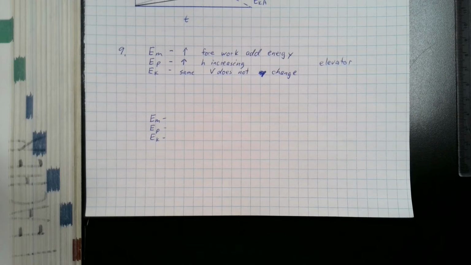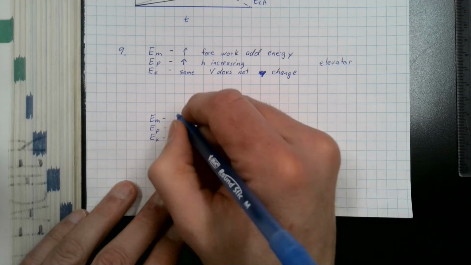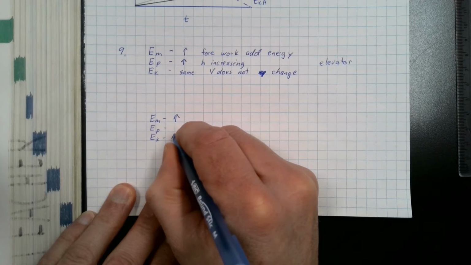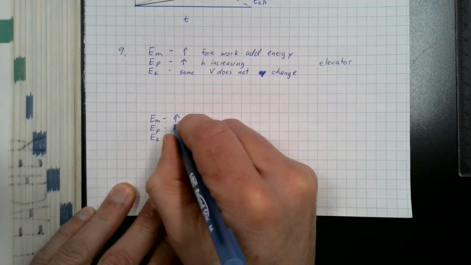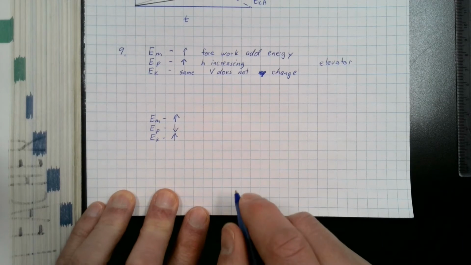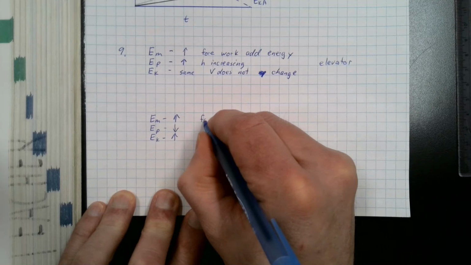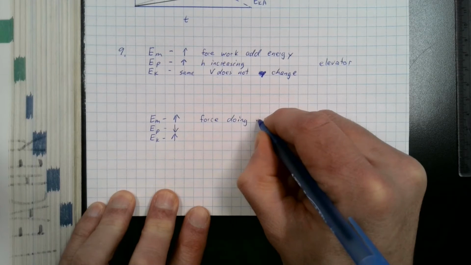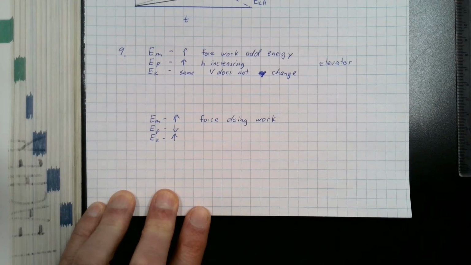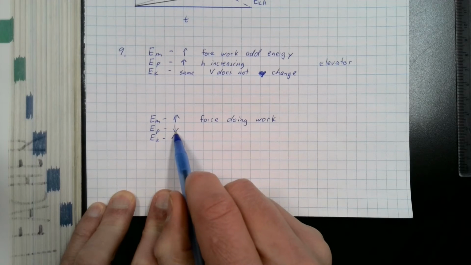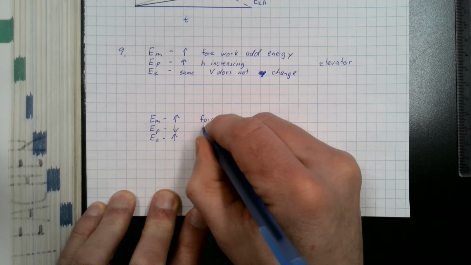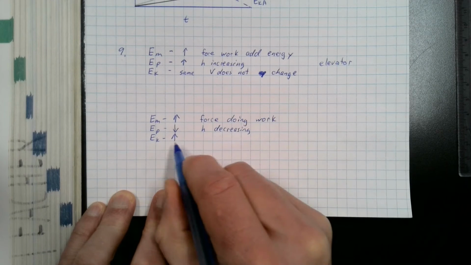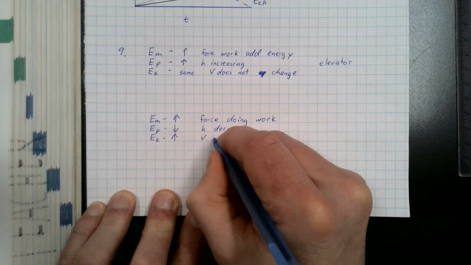Now for graph B, when we take a look at this, we can see that our mechanical energy again is going up. Our kinetic energy has gone up and our potential energy is going down. So because our mechanical energy is going up, again, we have a force doing work. It is adding energy into the system. In this case, our gravitational potential energy is going down, so our height is decreasing. And our kinetic energy is going up, so V is increasing.